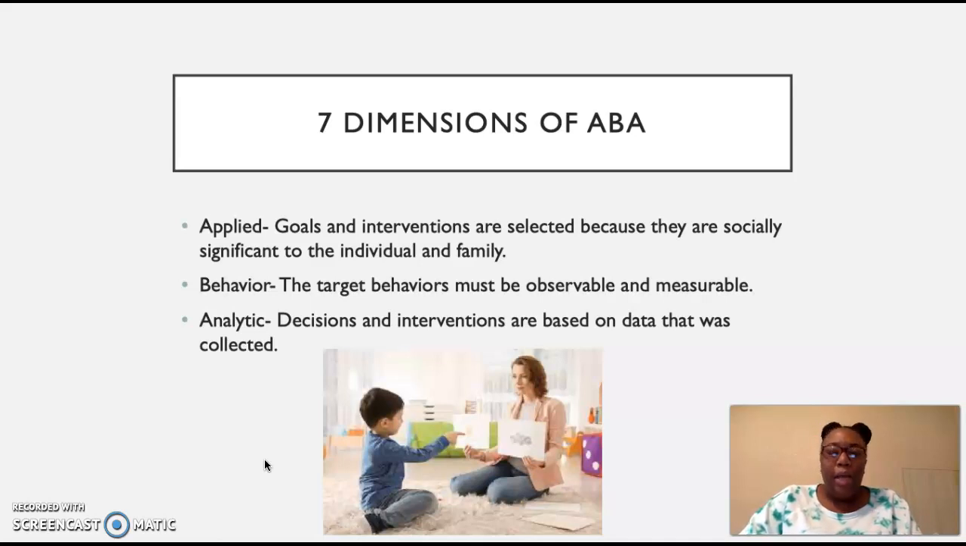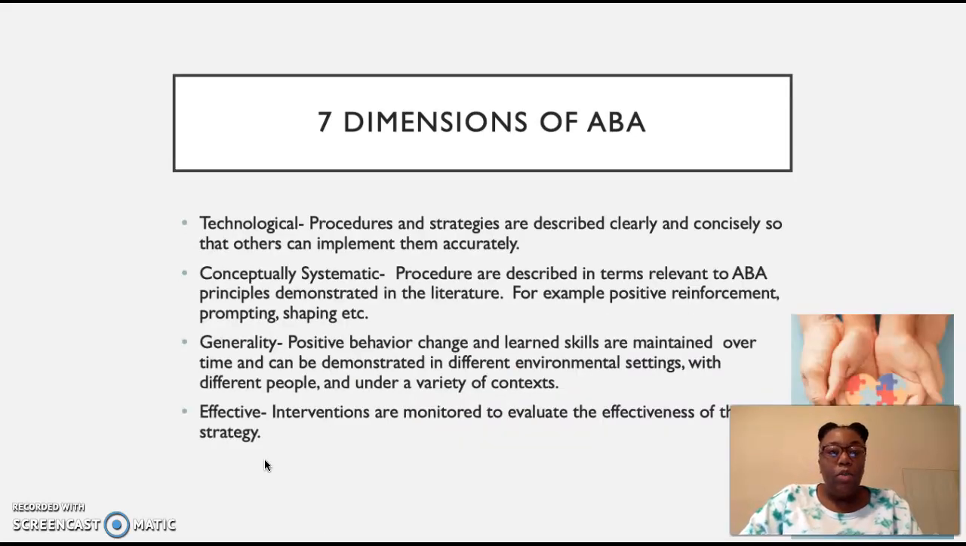So first you have applied. And these are the goals and interventions that are selected because they're socially significant to the individual and the family. Then we have behavior. These are the target behaviors that must be observable and measurable. Then we have analytic. These are decisions and interventions that are based on data that was collected. One thing you know about ABA is we are a very data-driven therapy base. So that is basically what the A, the B, and the A stands for in applied behavior analysis. Then we go on to technological.